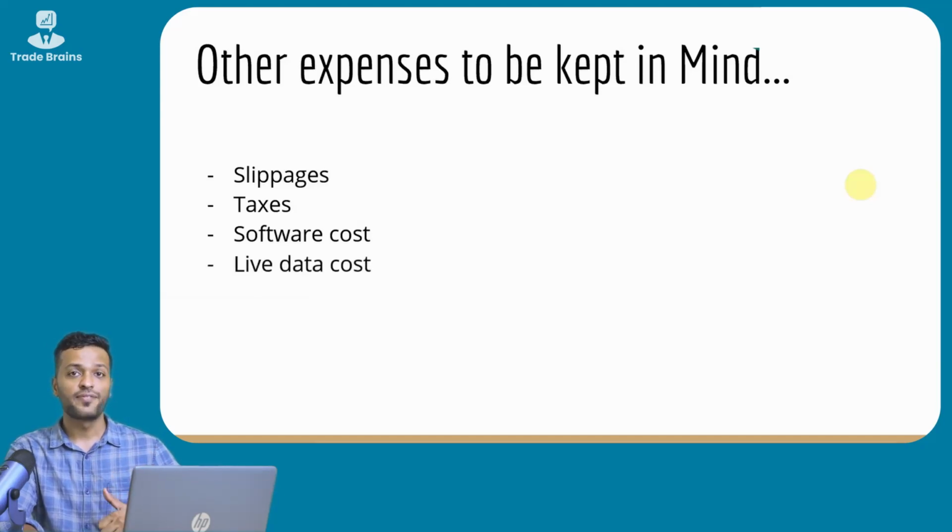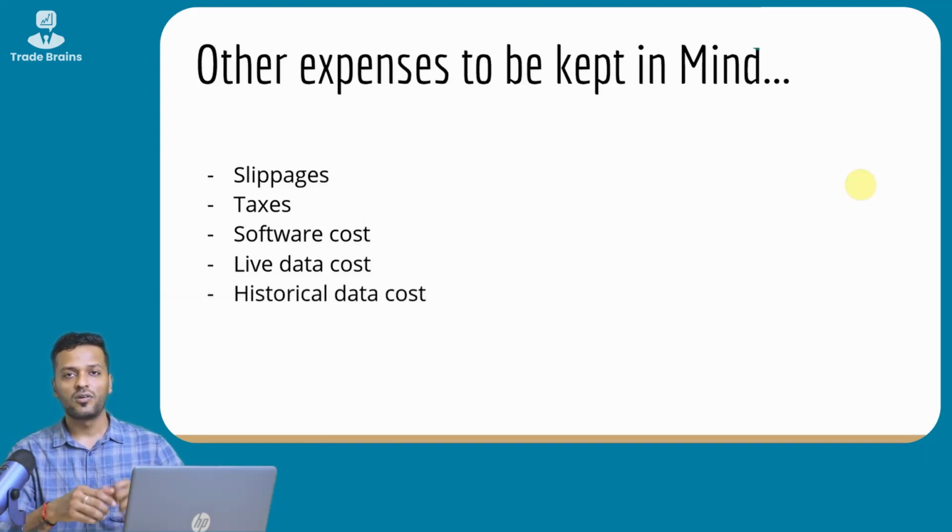The next is live data cost. Now this is important. If you're taking any data from free sources, they generally have data which have lag of 10 to 15 minutes and which is not acceptable if you're a swing trader. You would want live data, and live data comes at its own cost. So that is also one factor which you need to consider while doing trading activity.